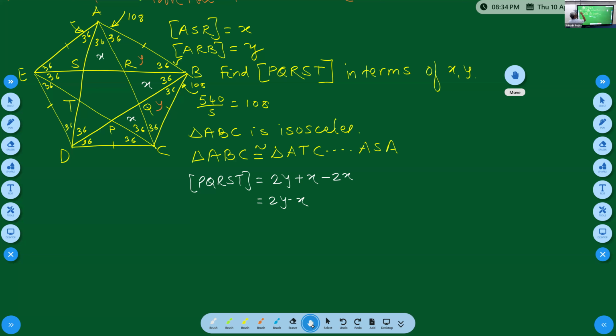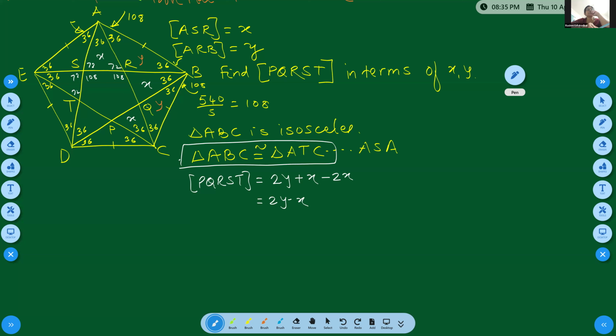In fact, you can find out all the different properties here. I mean, this is 72, this is 72, this is 72. Yes, can we please repeat PQRST is equal to 2y plus x minus 2x? Have you understood this statement? Yes, sir. Therefore, area of ABC is equal to area of ATC because they are congruent triangles.